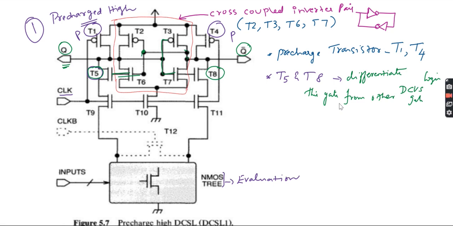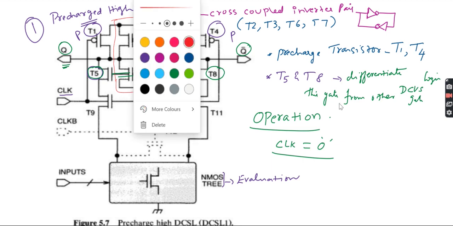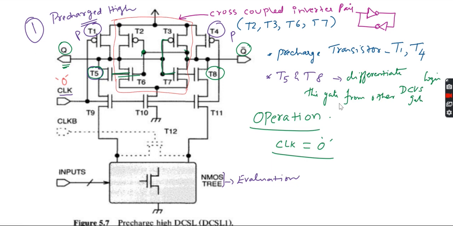Okay, let us see the operation of this circuit. How it will operate first. Now the operation of the gate starts with clock equal to low first. When I apply the clock equal to low, what will happen? The transistor T1 will be on.